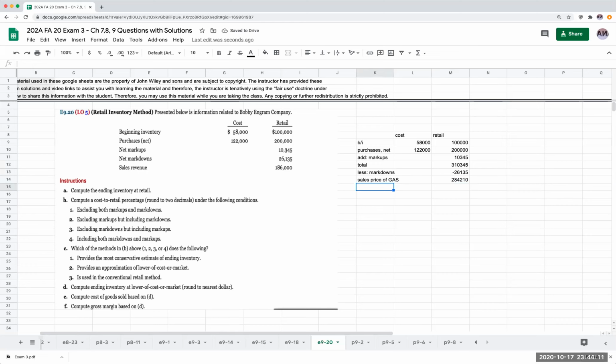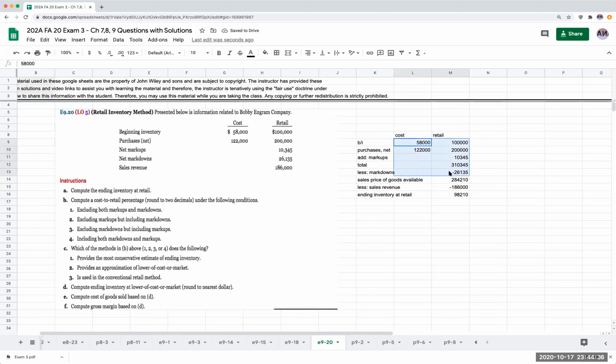So my sale price of goods available. Then I'm going to subtract out my sales revenue, and this is 186,000. And so my ending inventory at retail is going to be 98,210.